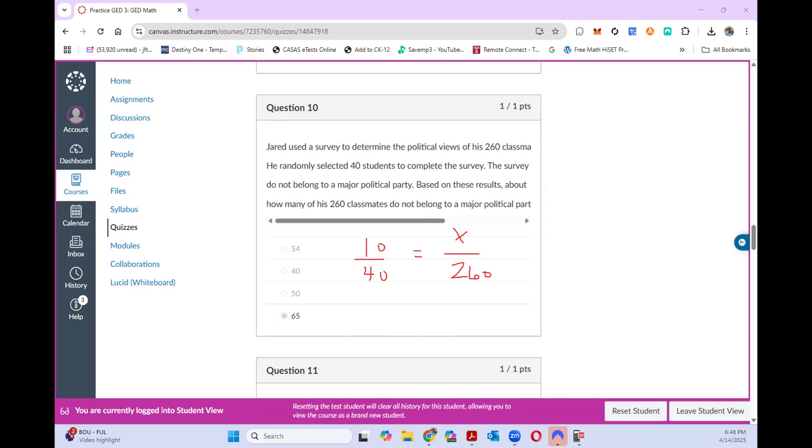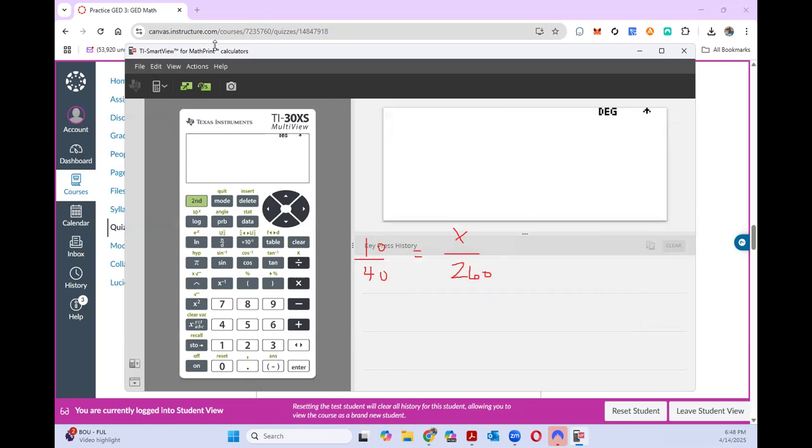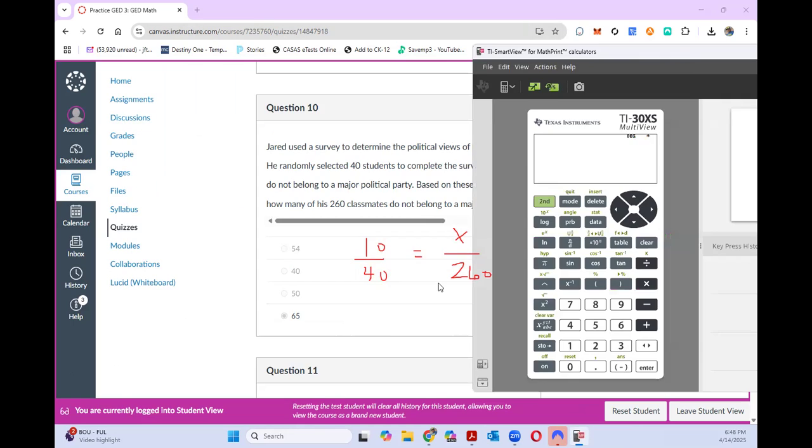So you just take your calculator, and in the ebook, I show you how to do the proportions. You take the two that don't involve the x: 260 times 10 divided by 40. 65. Now you got it right.